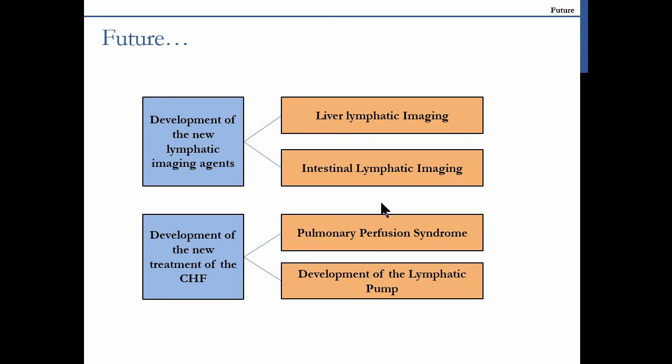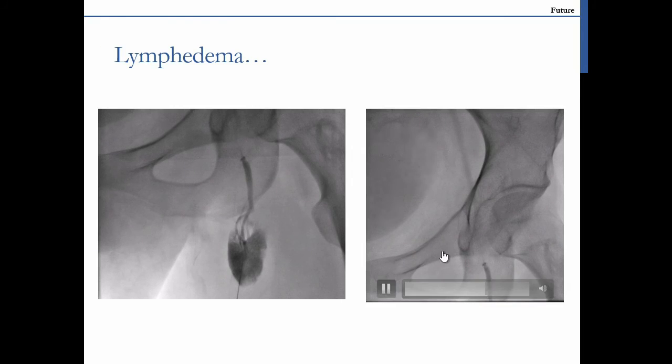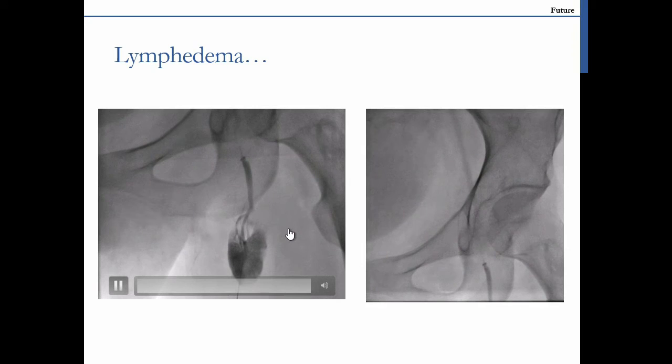We subcontracted two imaging researchers at Penn, and we are working to try to develop a liver lymphatic imaging agent and an intestinal one. This looks very promising already. And CHF, obviously, think about that. And this is lymphedema. We stayed away from lymphedema for many, many years. Right now, we started to face it.